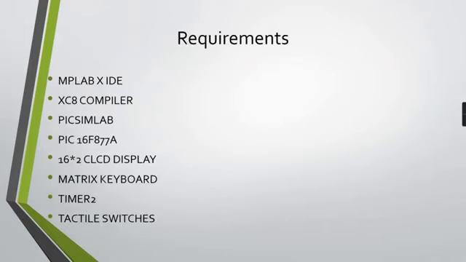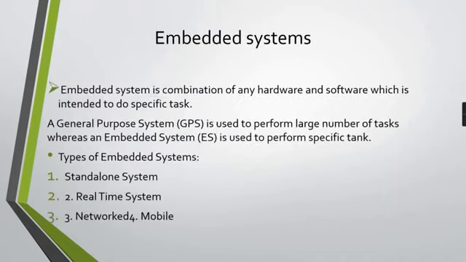These are the requirements to implement the project. So what is an embedded system? An embedded system is nothing but a combination of hardware and software which is intended to do a specific task. The types of embedded systems are standalone system, real-time system, network, and mobile system.